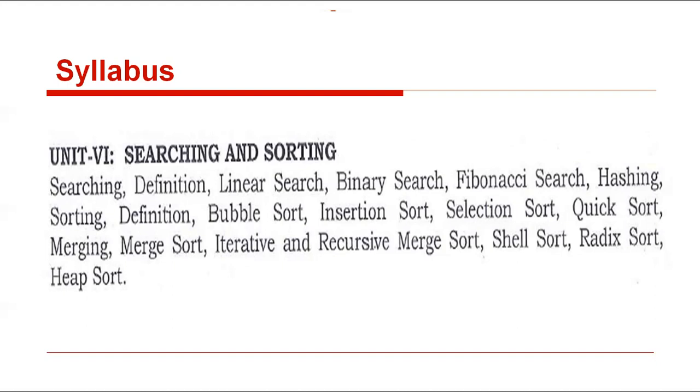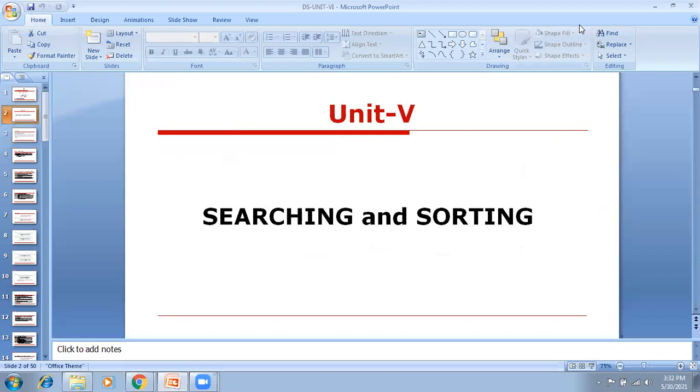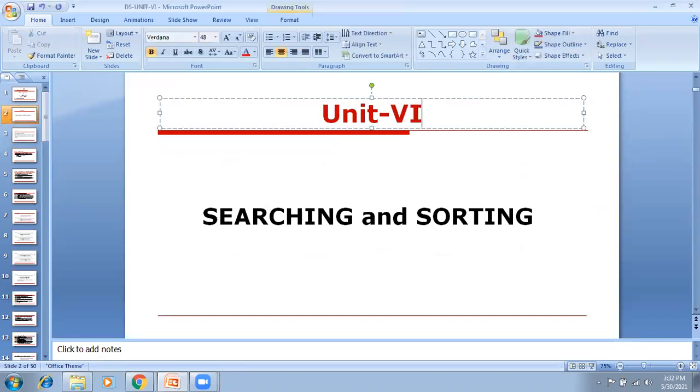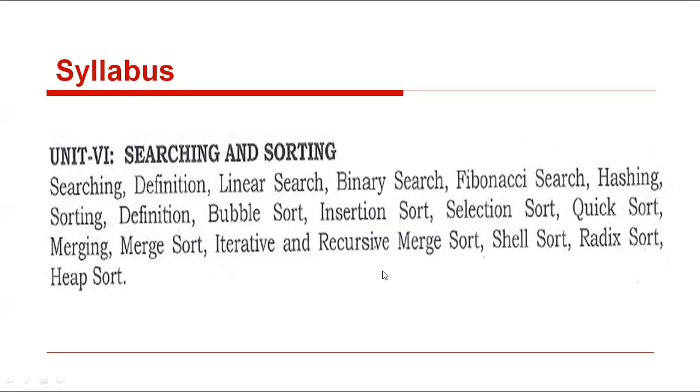What are the contents in your sixth unit? The first one is searching. In searching, the definition: what is searching? To search for an element in an array or not. Clear? To search for an element in an array, meaning in a group of n elements. So what are the types of searching? What are the types of searching?